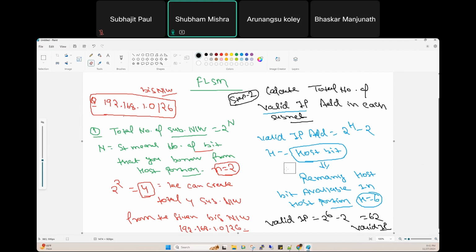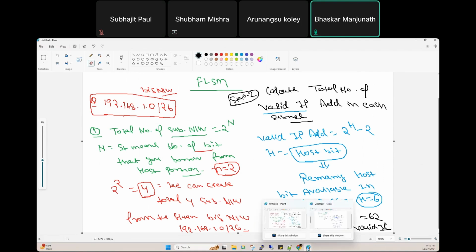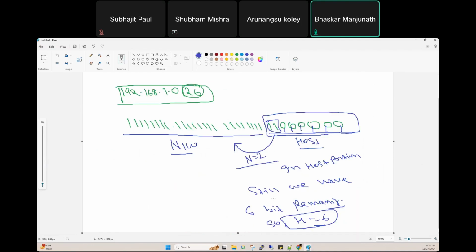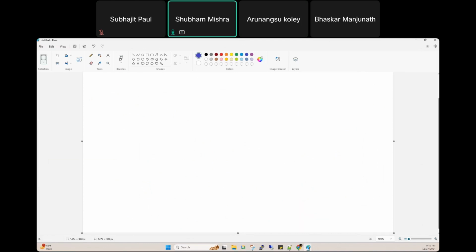Sir, previous one you have to tell the network also. The 2 bits are nothing but 1 1, which is 128 plus 64, that is 192. That was the subnet mask, bro. We are not calculating the subnet mask here. We are calculating the number of hosts.